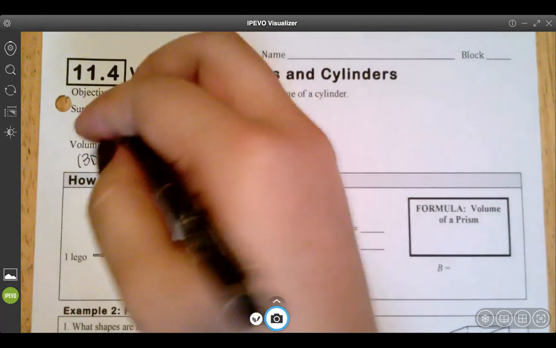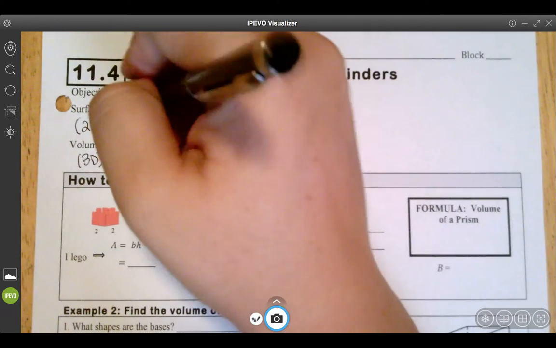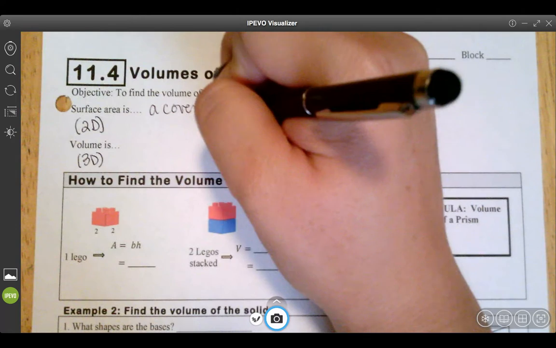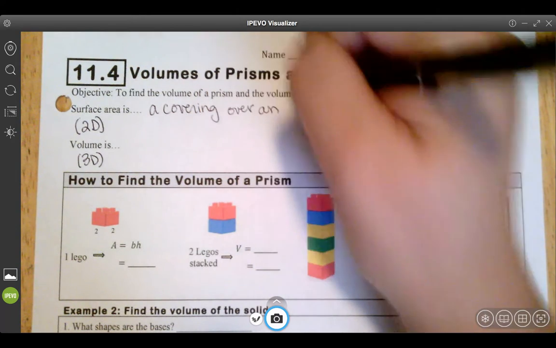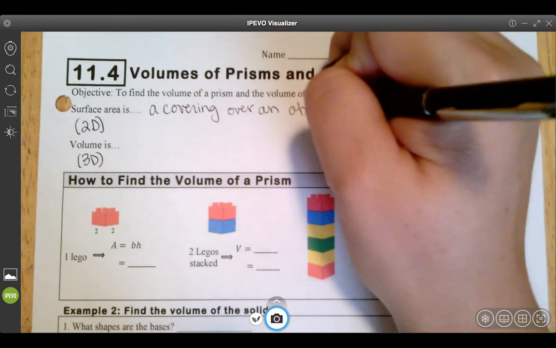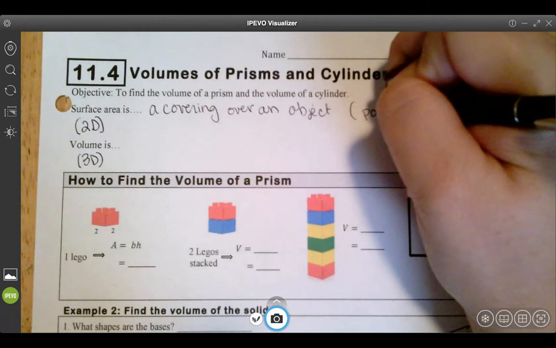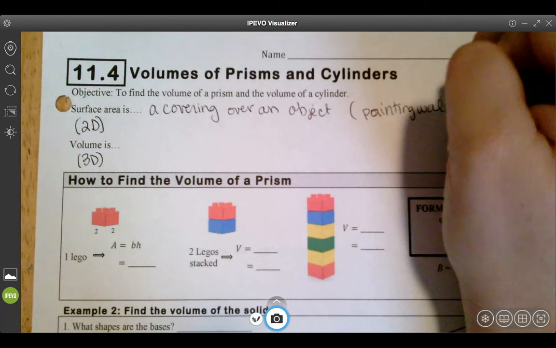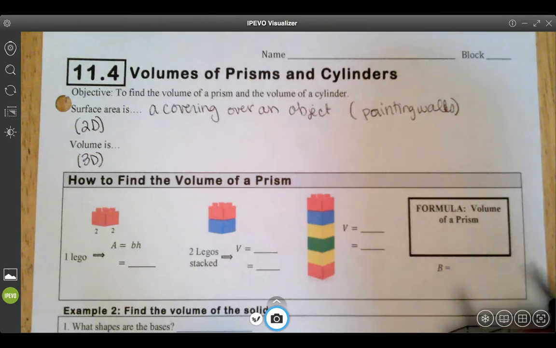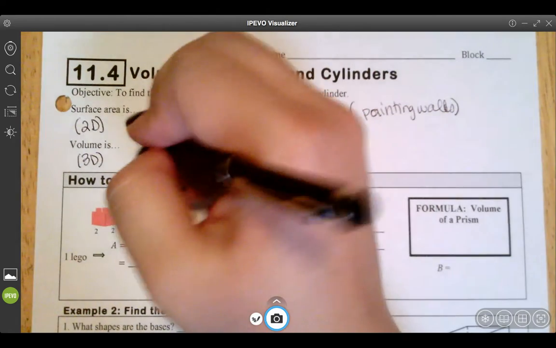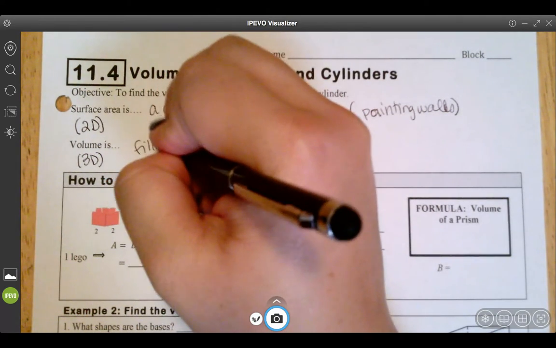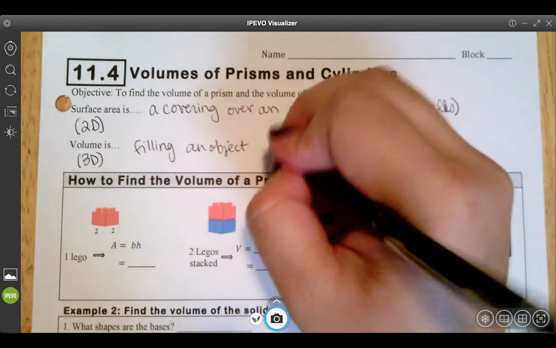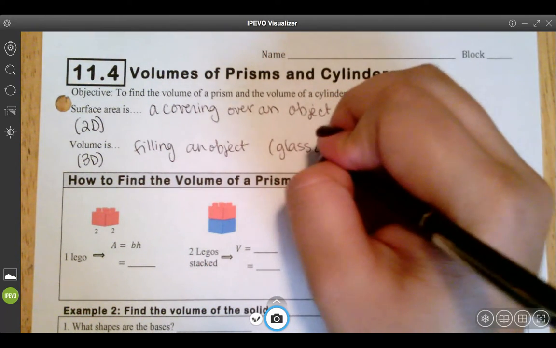Okay, so the way to think of surface area is a covering over an object. Think about like painting walls. The way to think about volume is filling an object. So this is like a glass of water.